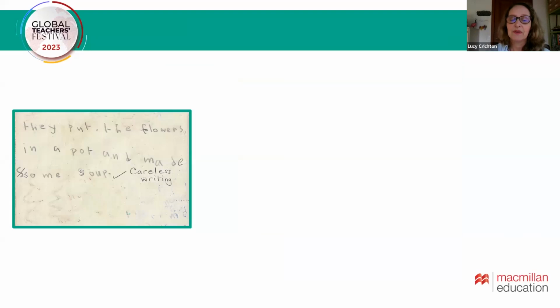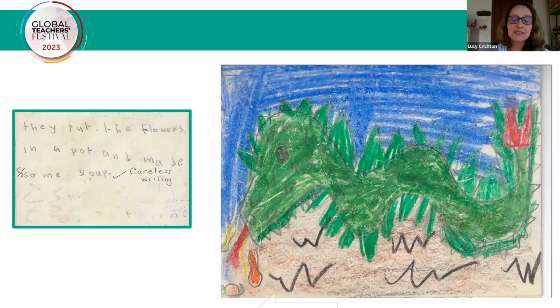But look what my teacher wrote. Careless writing. She didn't say, what an amazing story. Oh, I love your drawing of the dragon. Oh, I can see there's a mouse there. Yeah? So we have to take a lot of care in the way we mark writing, not with a red pen, not with mean writing, with constructive criticism, with helpful ways that we can help our students to improve their writing, yeah? This was in the 70s, and I'm pretty sure, and I hope, that we don't do that anymore. But you know that you can make or break students' interest in writing in terms of what feedback you give them about it, yes?